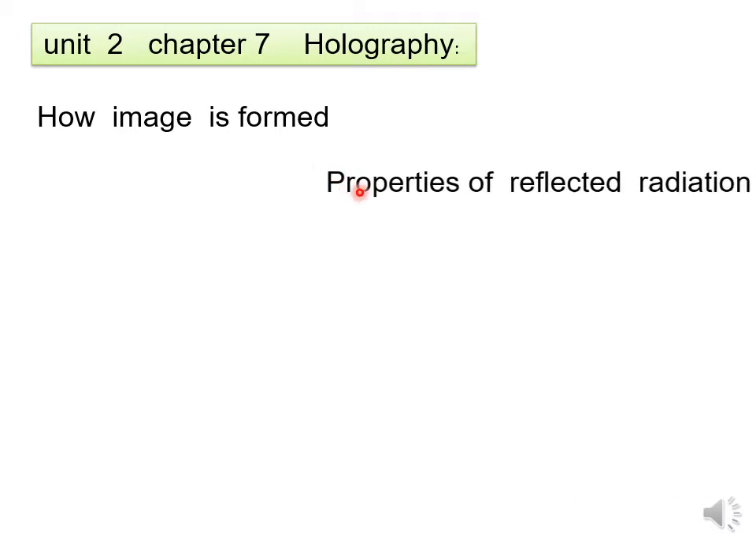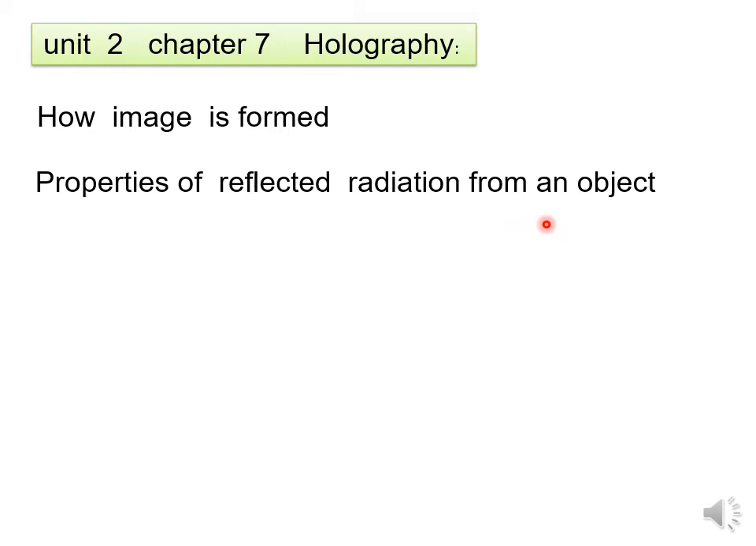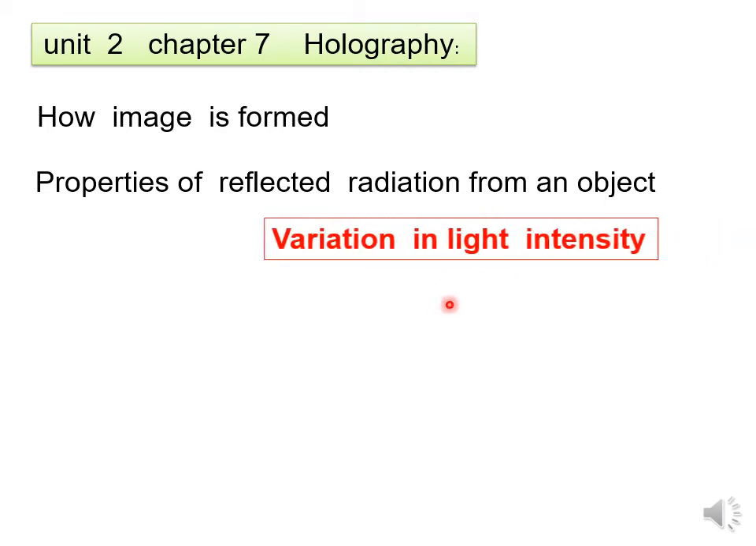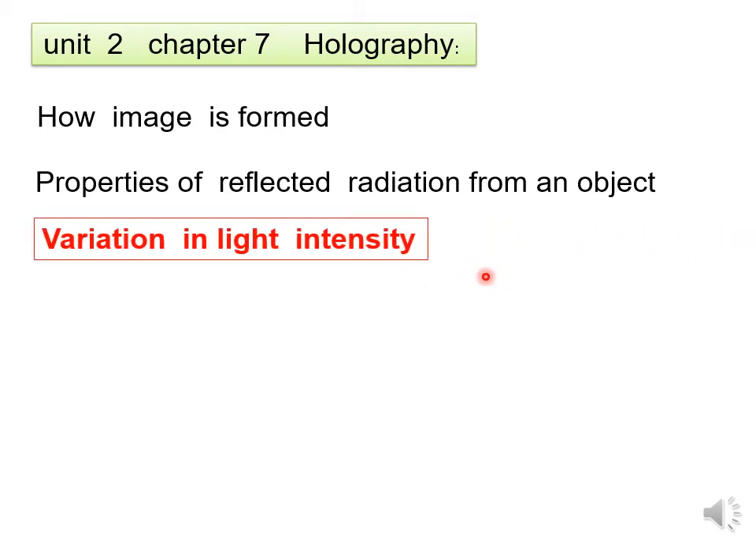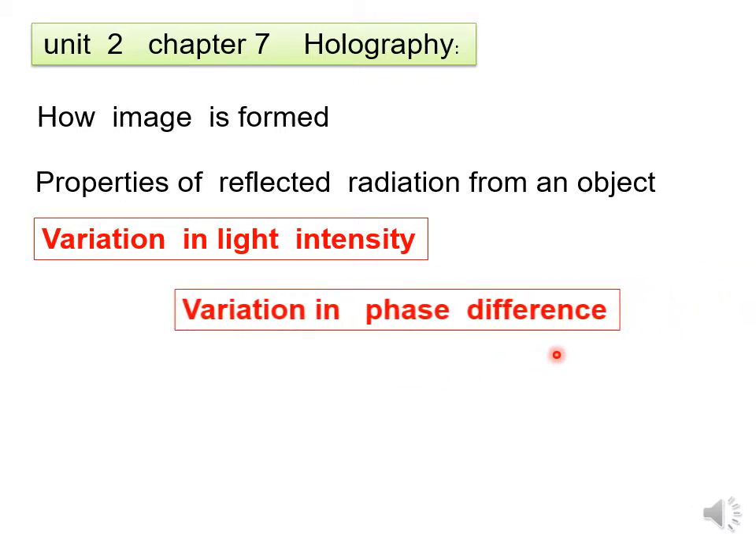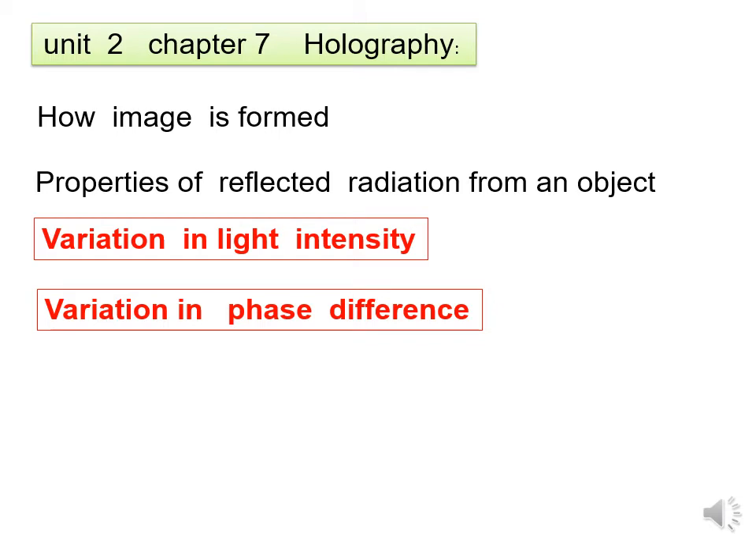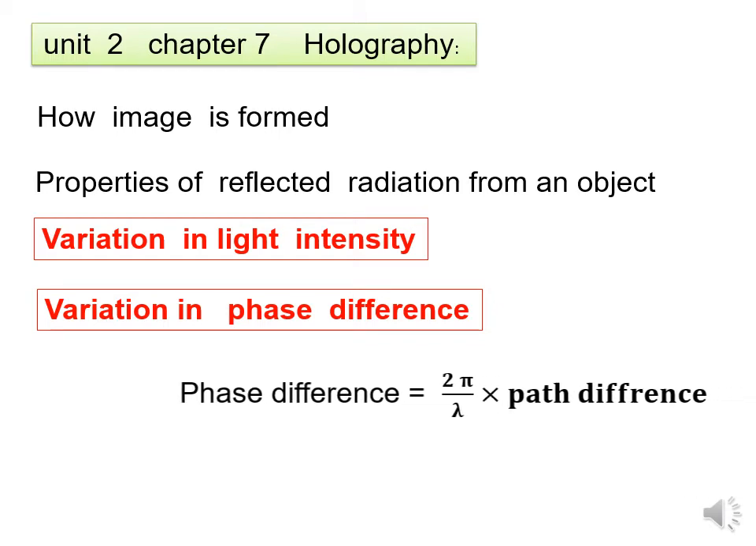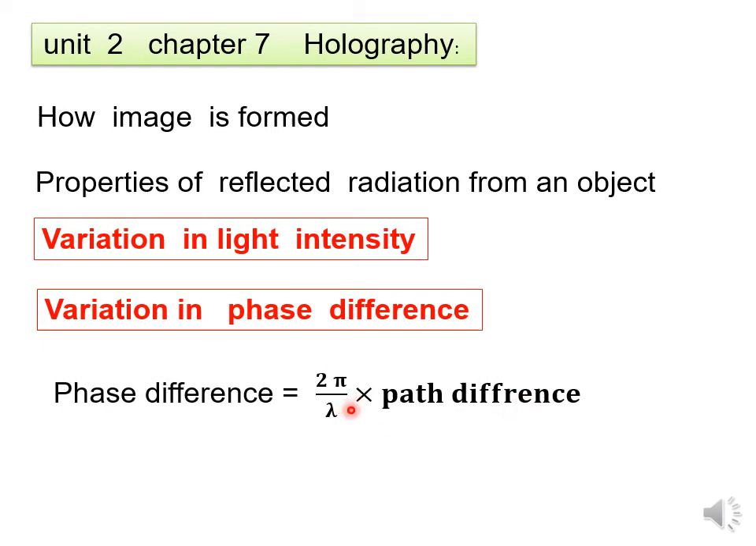طيب properties of reflected radiations from an object. There is a variation in light intensity of the rays reflected from the object from point to point, and also there is a variation in phase difference of the rays reflected from the object from point to point. The phase difference equal 2 pi divided by lambda times path difference.